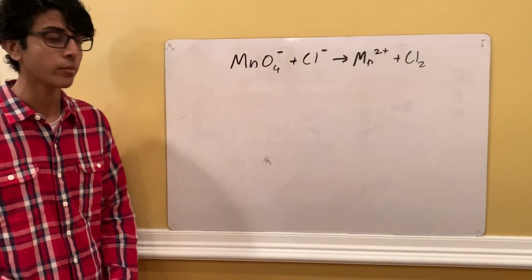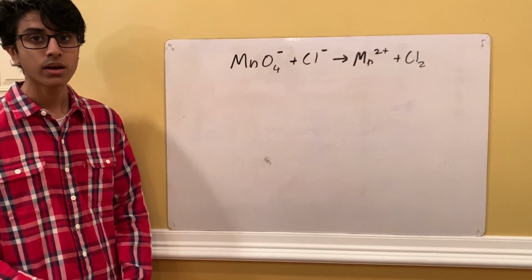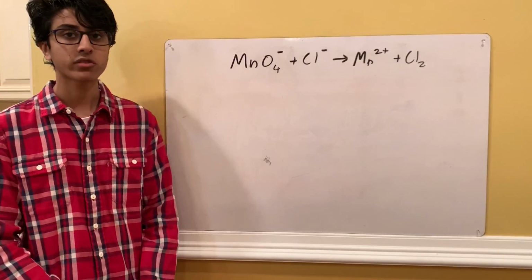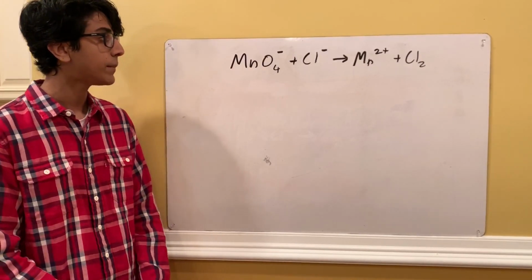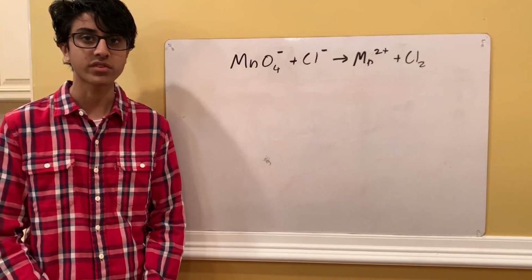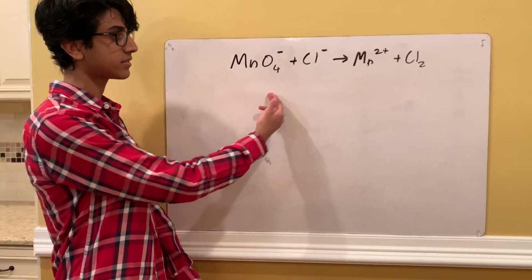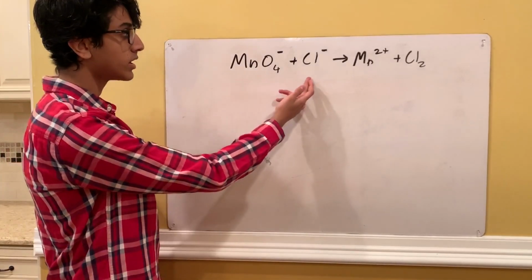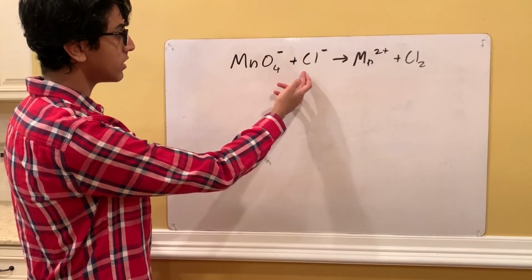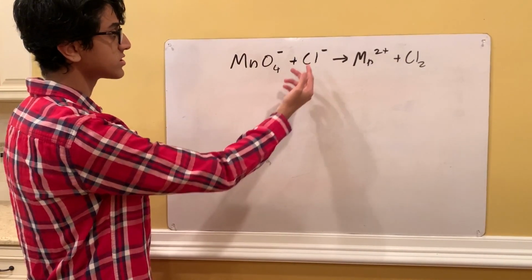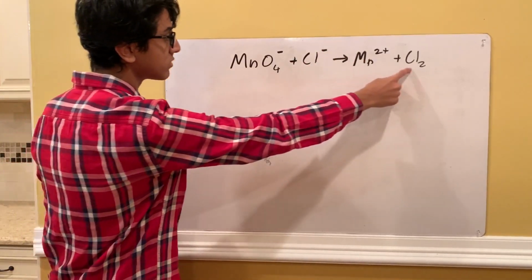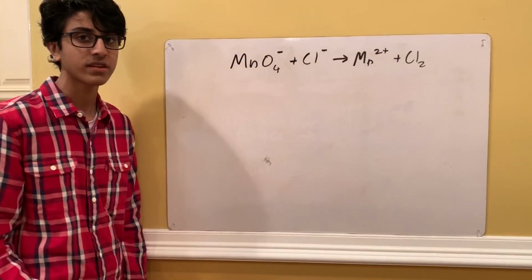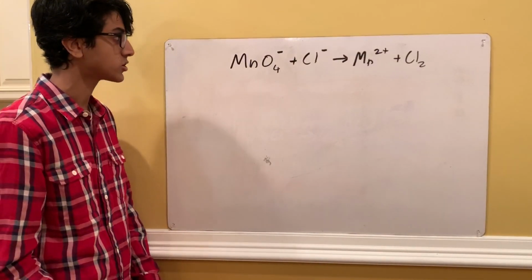So say this is the unbalanced equation that we're given. First, before we start balancing it, we have to ask ourselves, is this a redox reaction or not? We can do that by looking at the oxidation states of specific elements from the reactants into the products. For example, we can look at Cl. Cl minus in the reactants has an oxidation state of -1, and Cl2 has an oxidation state of 0 in the products. So we can see that the oxidation states are changing. So this is a redox reaction.